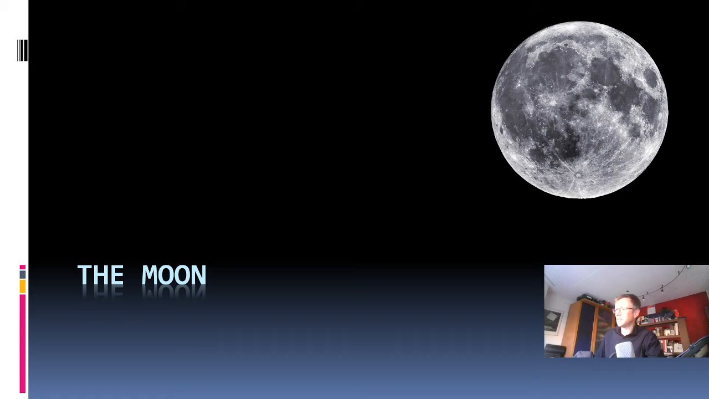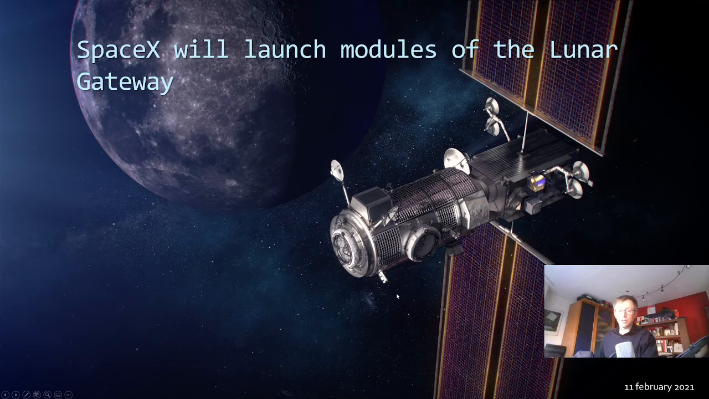Now on to Earth, but we pretty much seem to know that planet. So let's have a look at the Moon. What's happening there? Well, my talk here is getting a little bit more political than scientific, because NASA is working on creating a manned space station around the Moon. It's called the Lunar Gateway.